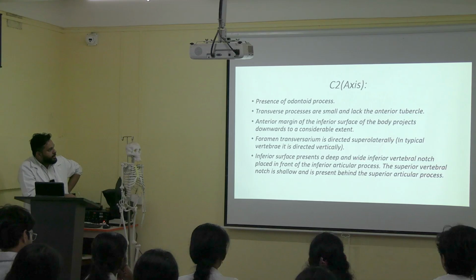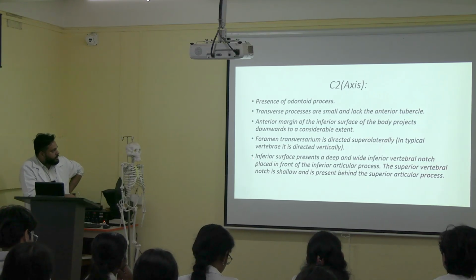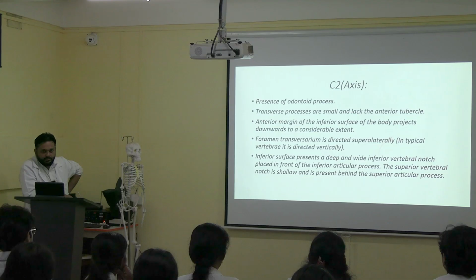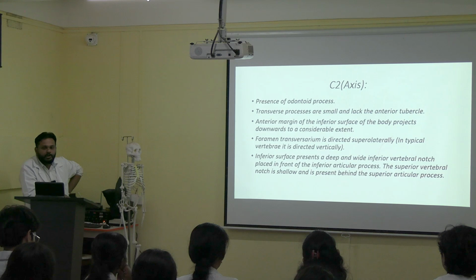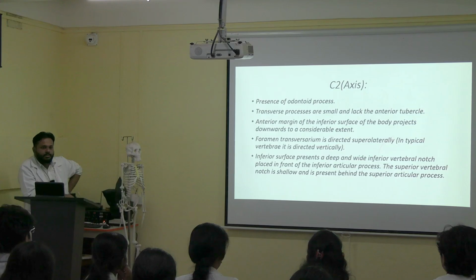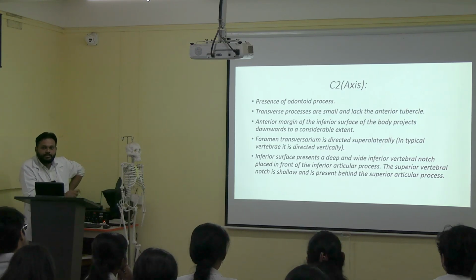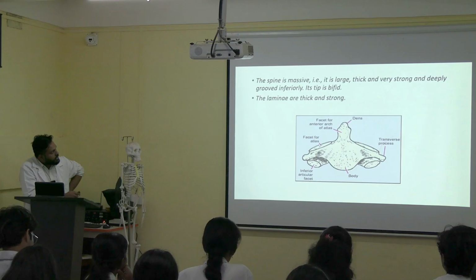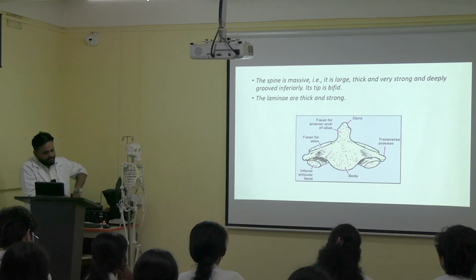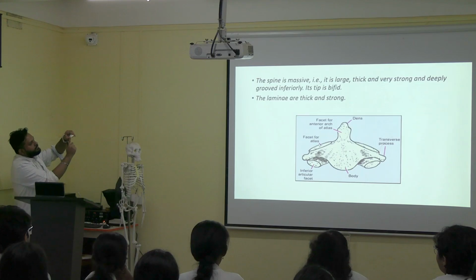The inferior surface presents a deep and wide inferior vertebral notch placed in front of the inferior articular process. The superior vertebral notch is shallow and present behind the superior articular process. These are the special features of C2. Now the spine, see, this is the spine.